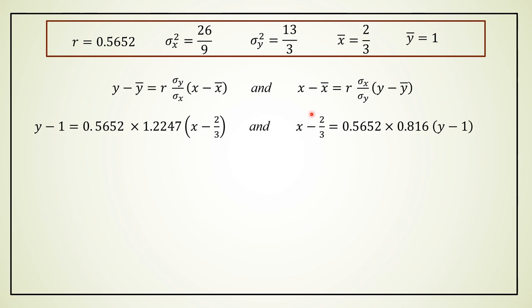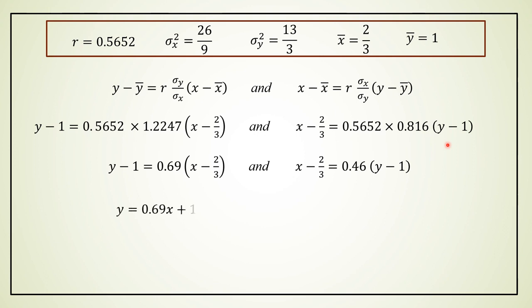Similarly, the line of regression of x on y is given by x minus 2 by 3 is equal to 0.5652 into sigma x by sigma y here. So the value over here is 0.816 into y minus 1. Just simplify the equation so that you get the regression line of y on x as y is equal to 0.69x plus 1.46 and the regression line of x on y as x is equal to 0.46y plus 0.21.